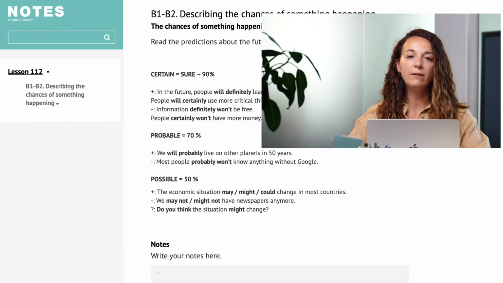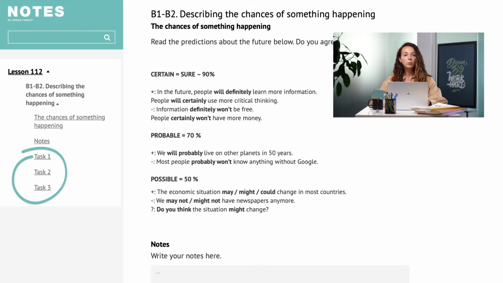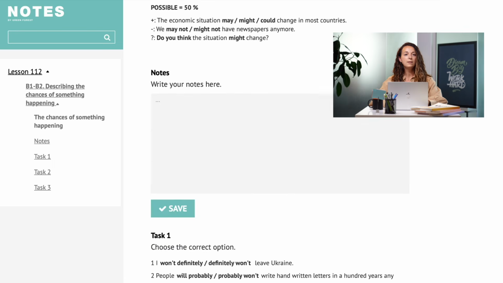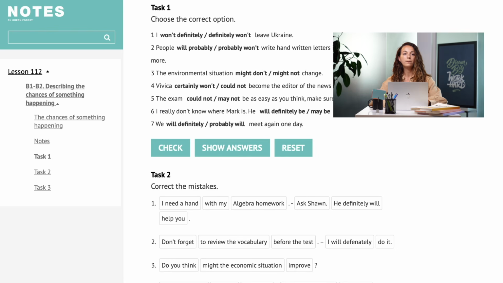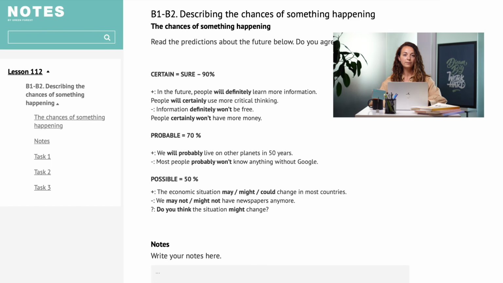The lesson is for students with A2 or higher level of English. It consists of functional language presentation as well as 3 interactive practice tasks. First, we will discuss which structures can help us predict whether something will happen or not. Then, we'll be able to practice these structures with a few tasks on our interactive platform. Get some water, open your mind, and let's get started.